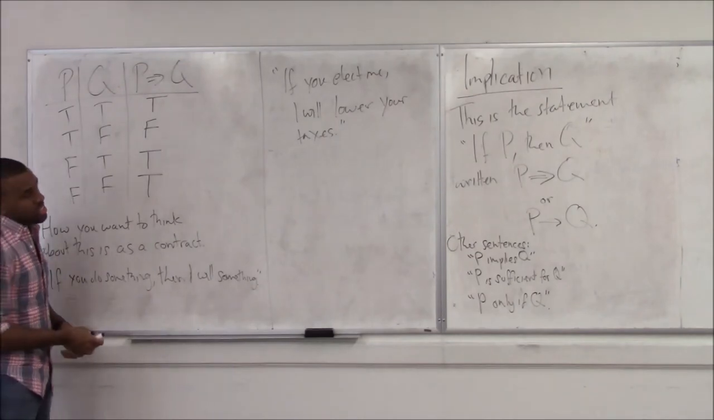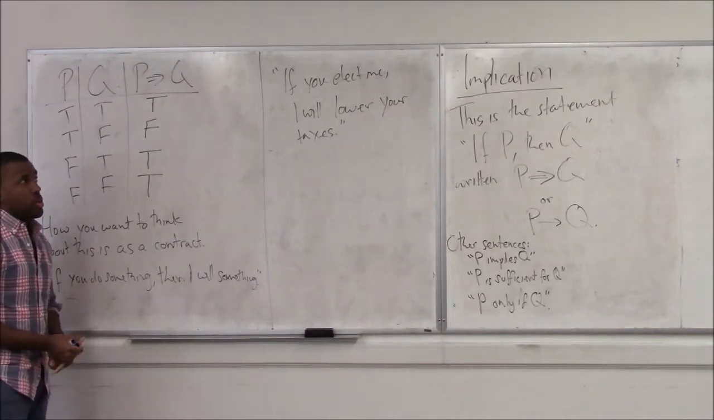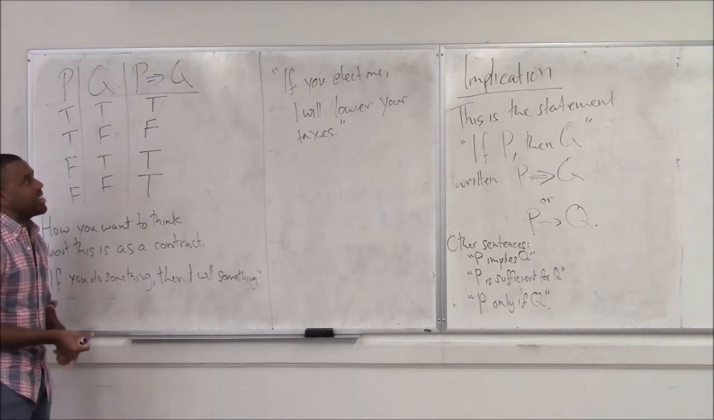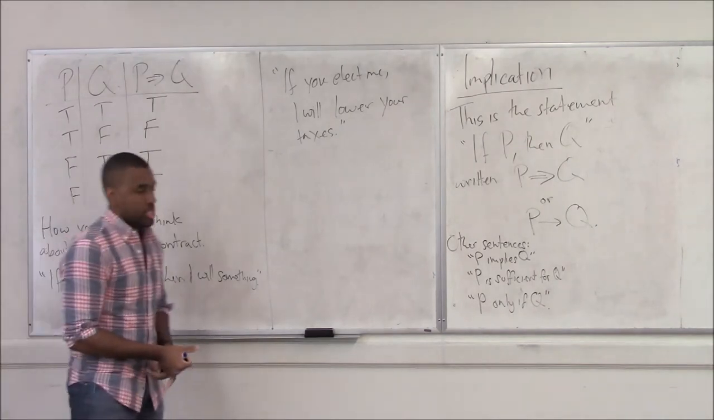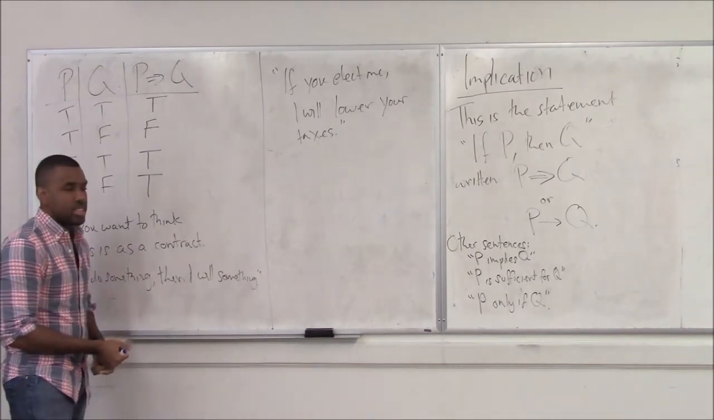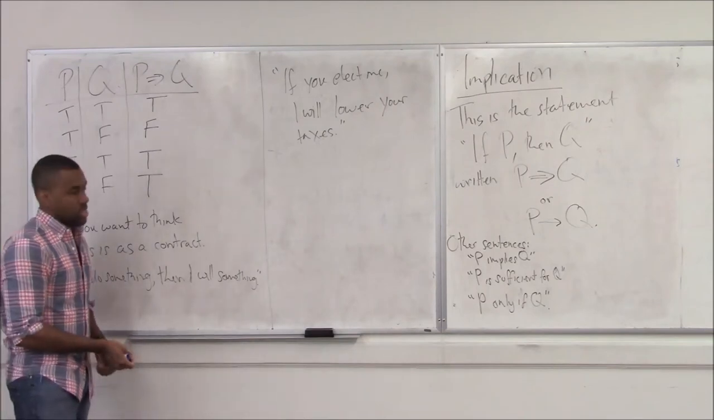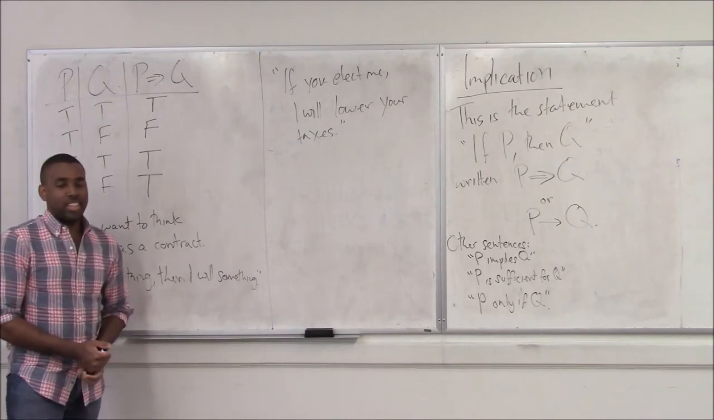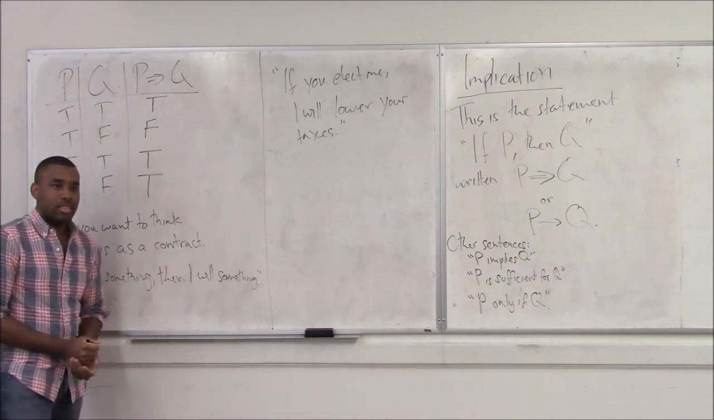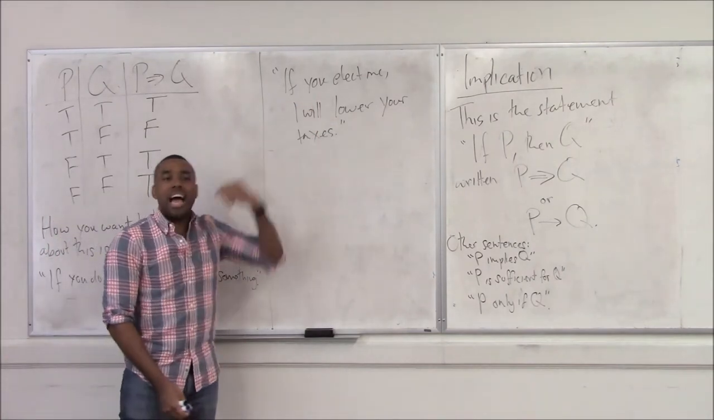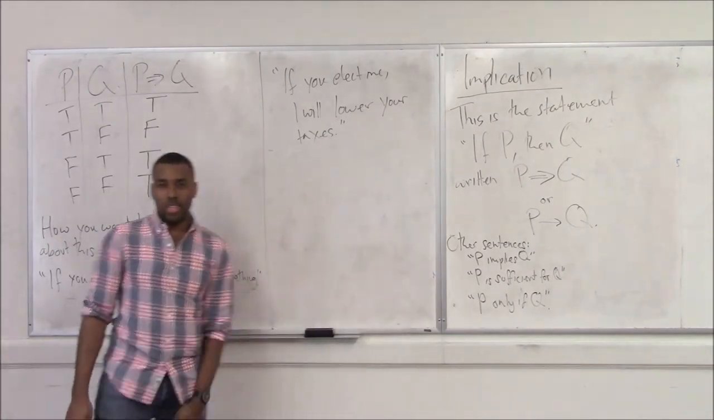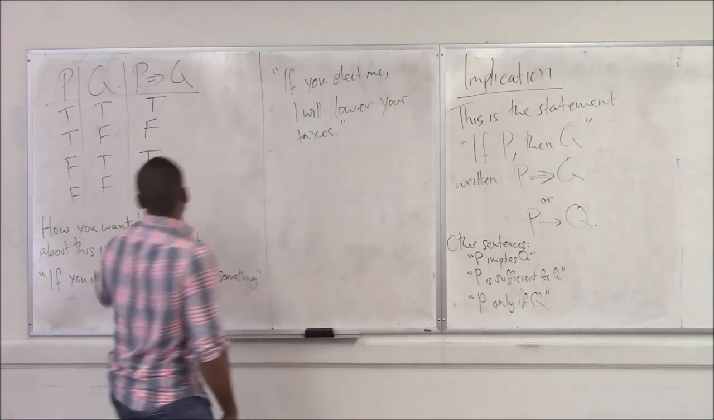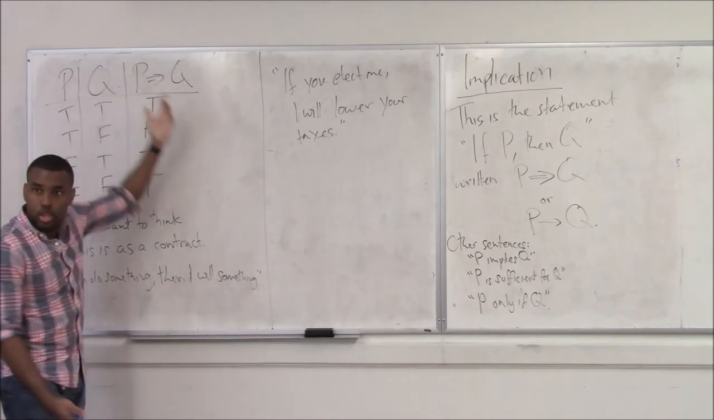Now, when you consider this statement and you want to determine when is this a true statement and when is this a false statement, not emotionally speaking, we're going to ignore the words, but logically speaking, when would you be able to say that a person who says this to you has lied? That's going to be the idea. So, when is it obvious that this person lied to you? If you elected him and following that, he didn't lower the taxes. That's definitely a lie. That's definitely false. However, if you elected him and he lowered taxes, he told you the truth.